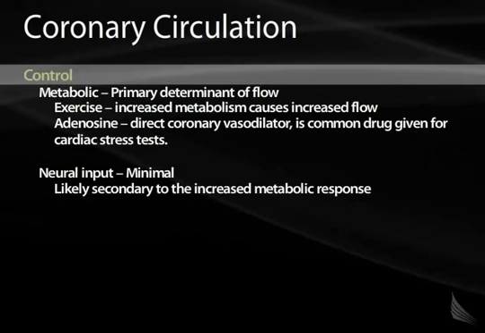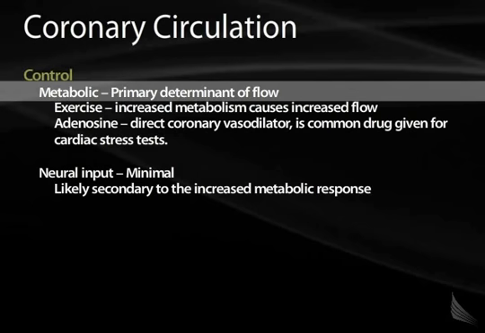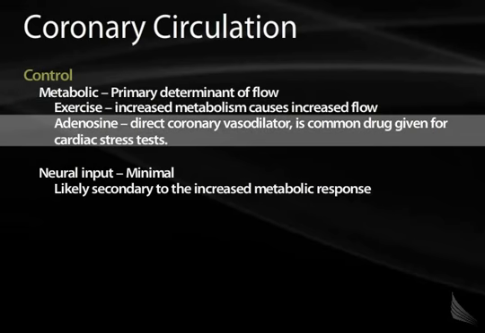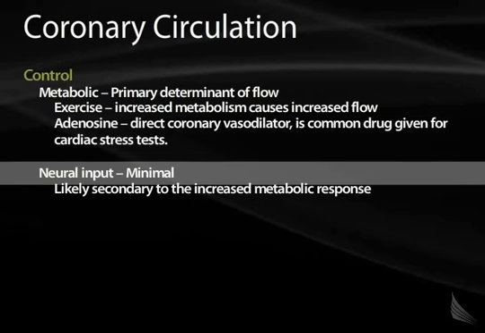The control of the coronary circulation is primarily metabolic, meaning that as a person exercises, their metabolism increases. As metabolism increases, ATP use goes up and adenosine is given off by the cardiac myocytes. Adenosine is a direct coronary vasodilator. We often give adenosine for cardiac stress tests because it causes vasodilation of the coronary arteries. As adenosine dilates coronary arteries, it increases the amount of cardiac output that goes to the heart. The amount of neural input to the coronary arteries is very minimal.